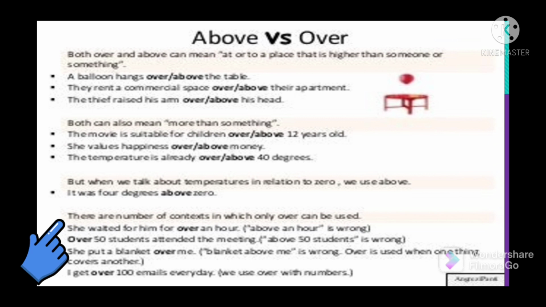Next, there are a number of contexts in which only over can be used. Like, she waited for him for over an hour. We can't use above an hour. Over 50 students attended the meeting. Here we can't use above 50 students. She put a blanket over me. We can't say she put a blanket above me. Over is used when one thing covers another. Next, I get over 100 emails every day. We use over with numbers also.